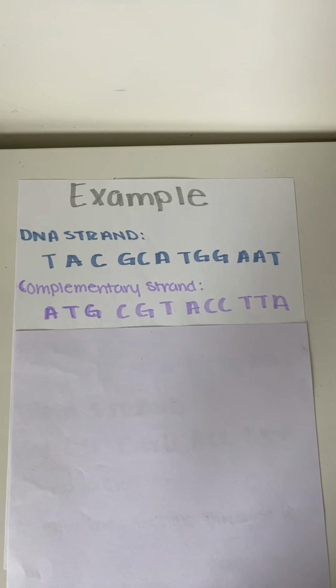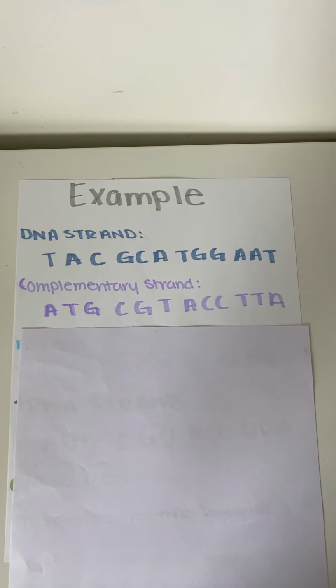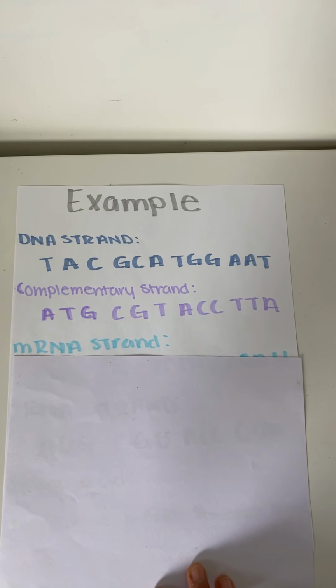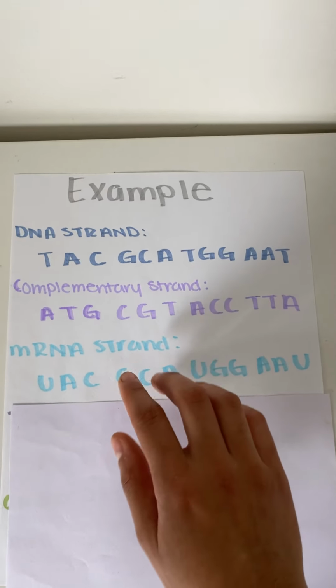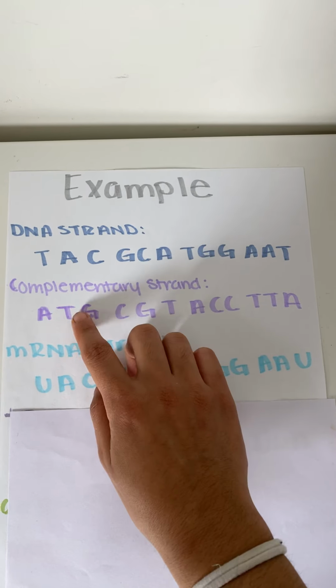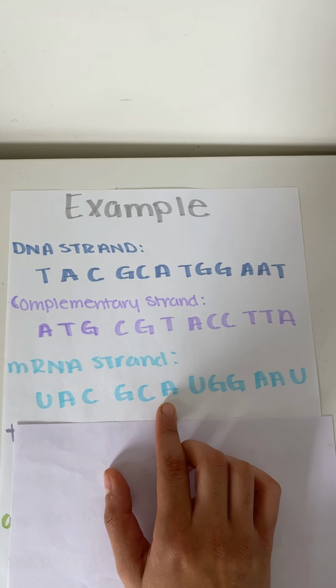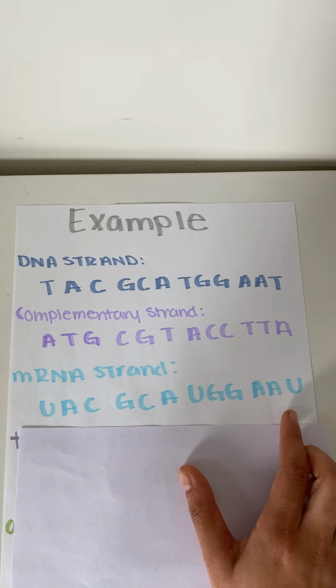In this example, our DNA strand is TAC, GCA, TGG, AAT. The complementary strand will be ATG, CGT, ACC, and TTA. Now, in this example, the mRNA will take the strand out of the nucleus and into the ribosome. The mRNA strand to this will be, remember it has uracil, so A will bind to U, T to A, G to C, and so forth: UA, AU, CG, GC, TA, AU, CG, CG, TA, TA, and AU.